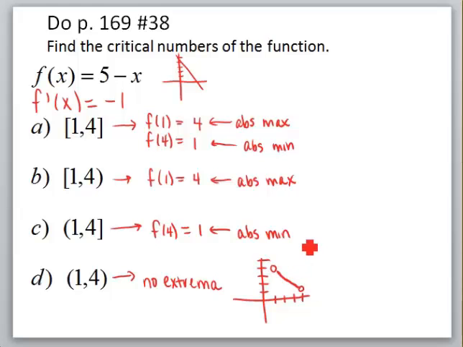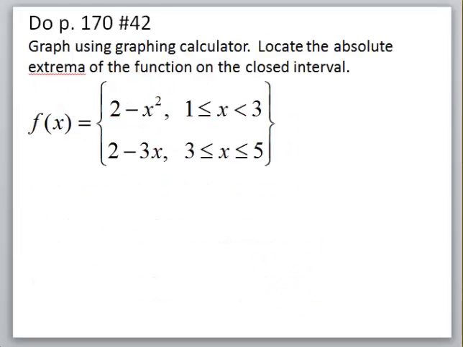picture looks like. These next ones, we're going to use our graphing calculator, so you may want to pause to go ahead and put these in your graphing calculator. I'm going to go ahead and sketch what is on the graphing calculator so that we can see a picture of what's going on.